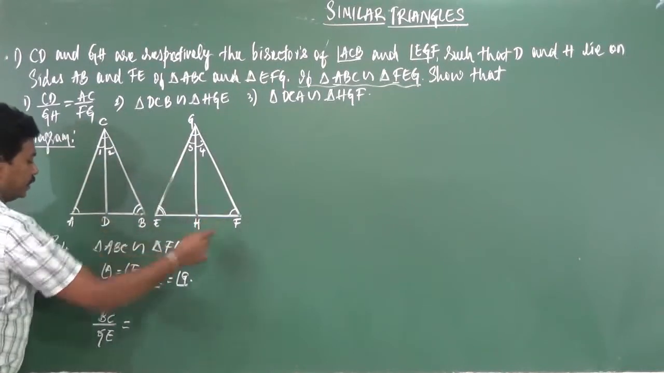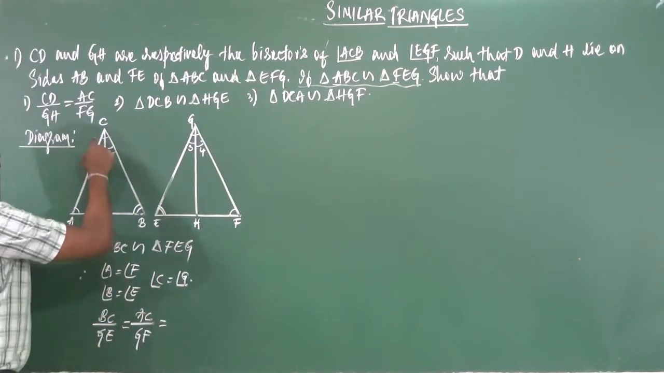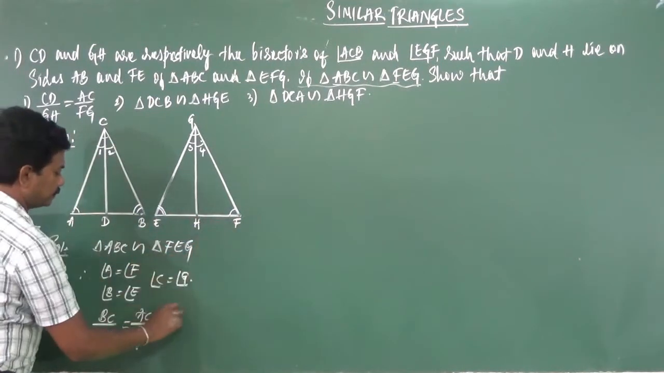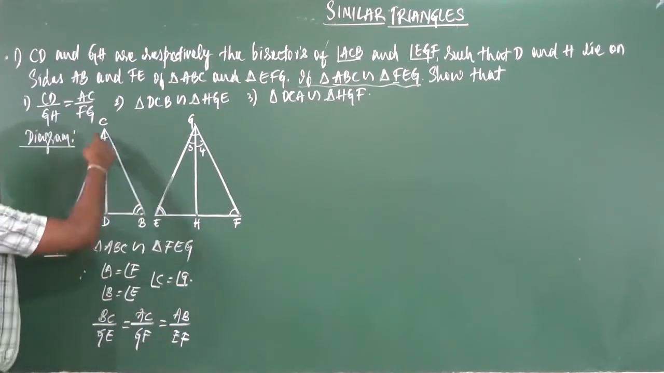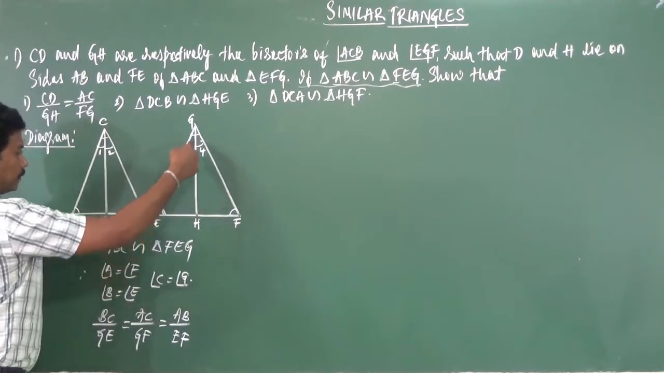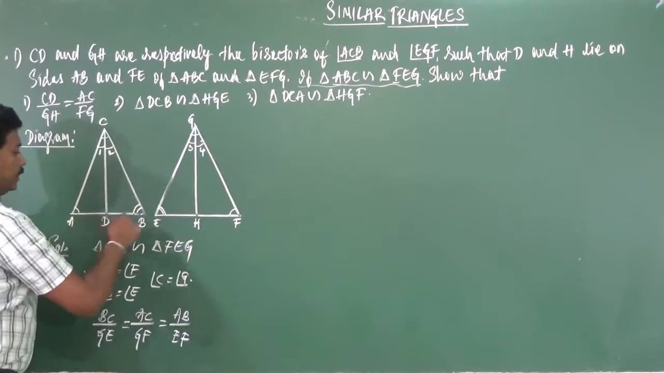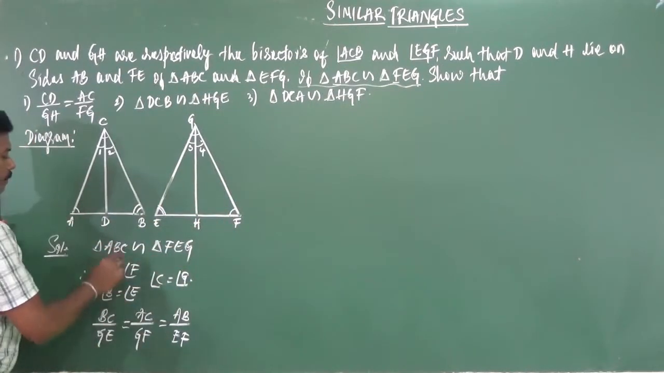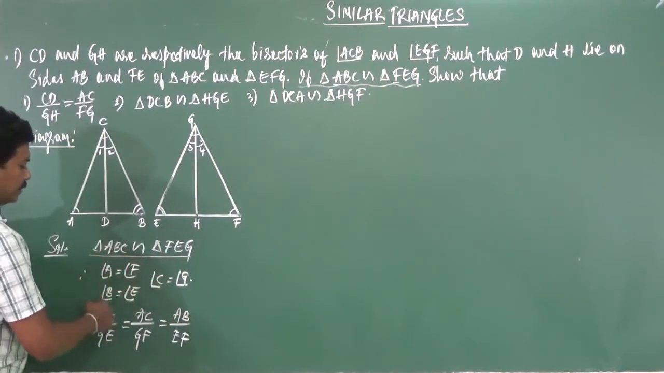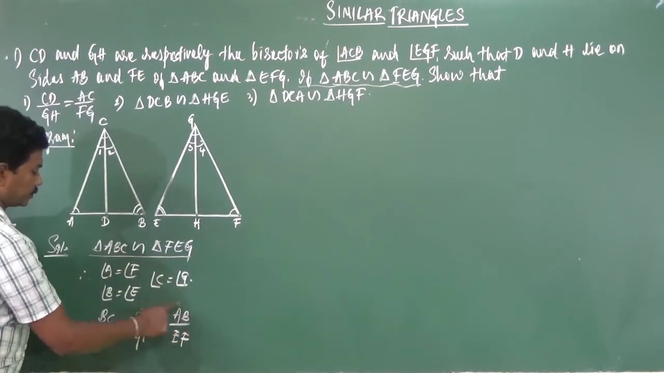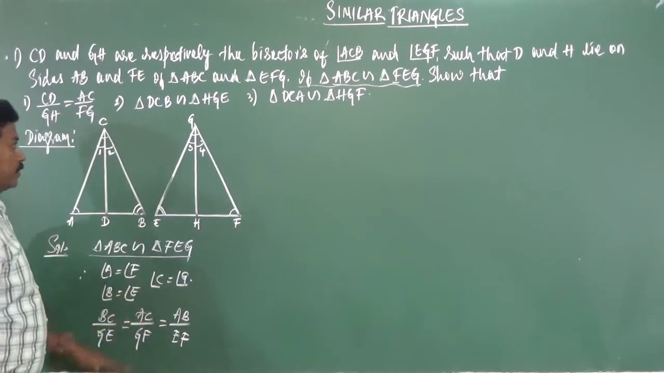So AC by GF is equal to, let us take the opposites of this, that is AB by EF. AB by EF, right. So BC by GE are the corresponding sides, AC and GF are the corresponding sides, AB and EF are the corresponding sides. So therefore, if these two triangles are similar, that is triangle ABC is similar to triangle FEG, then their corresponding angles will be equal and their corresponding sides will be proportional. So this is what we have taken, right? From the data we have taken this, right?